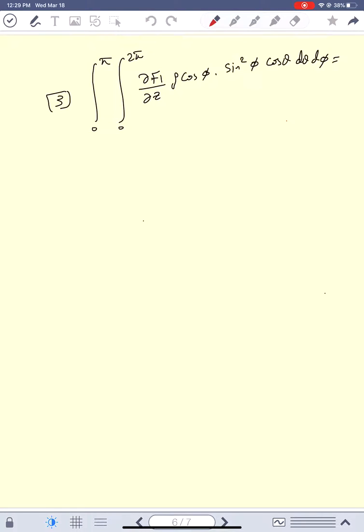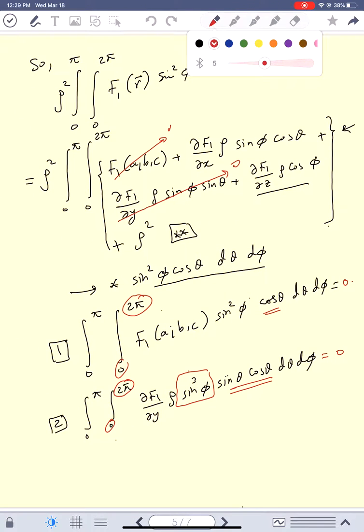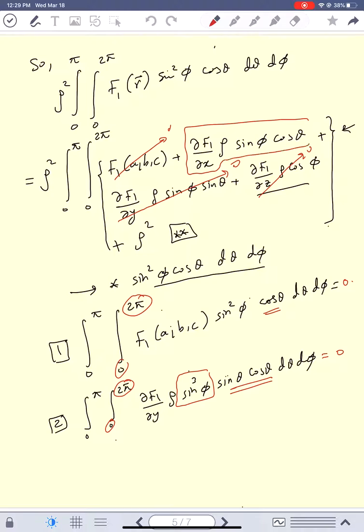Similarly, because of cosine theta, and theta is between 0 and 2 pi, this integral will be 0. Nice. So if we go to the previous page, this integral here gives us 0. So what is left? What's left is only this quantity. Let's compute this quantity.